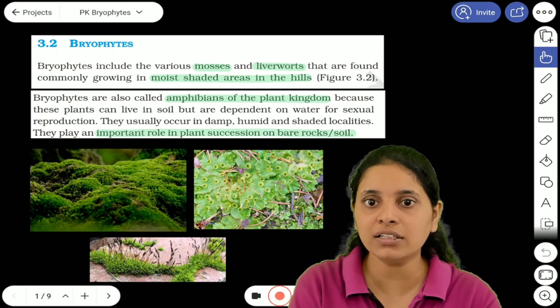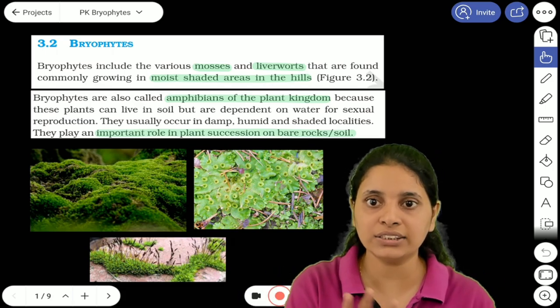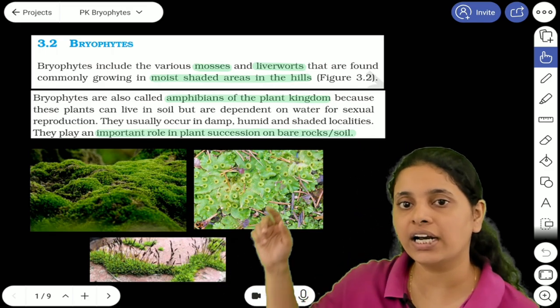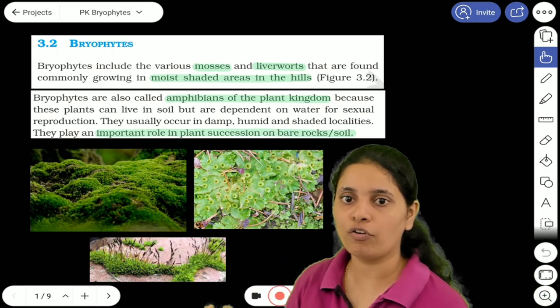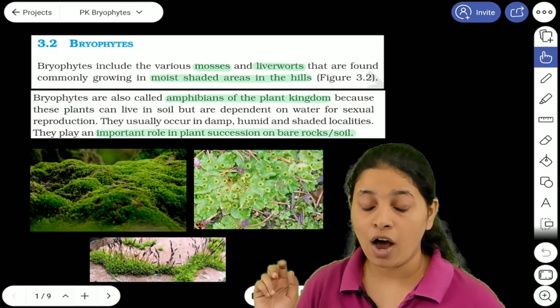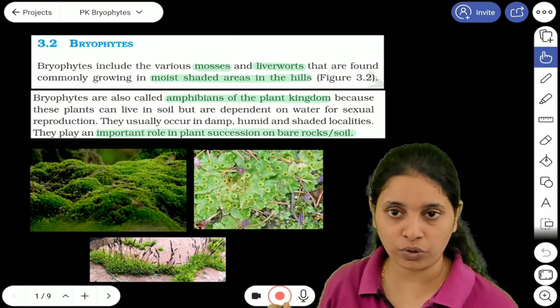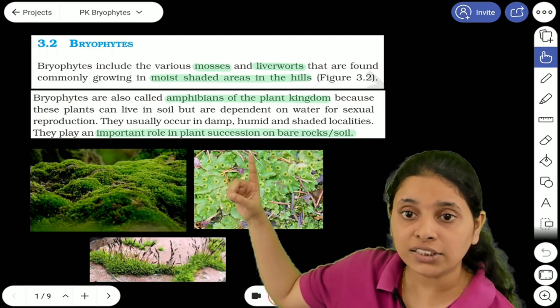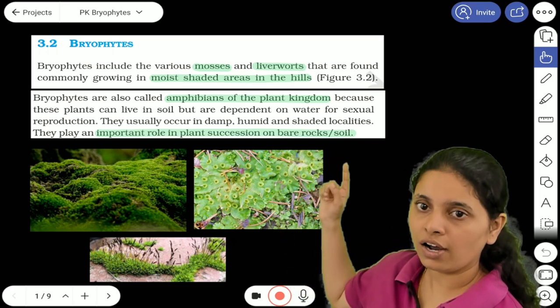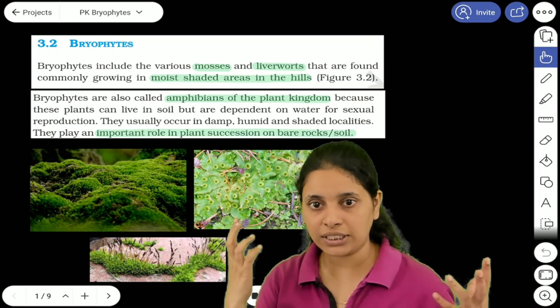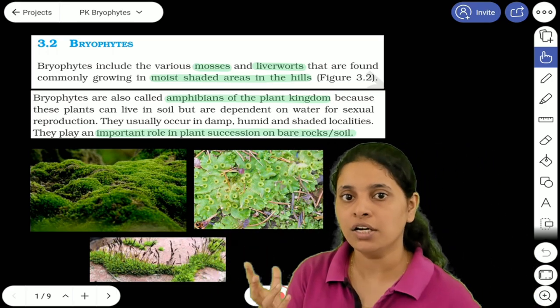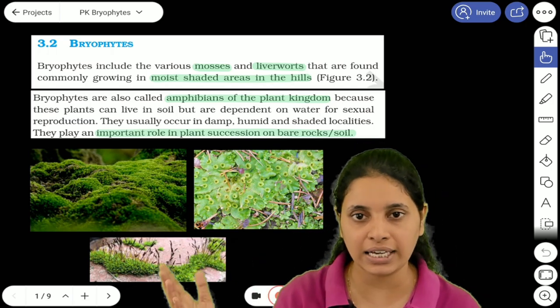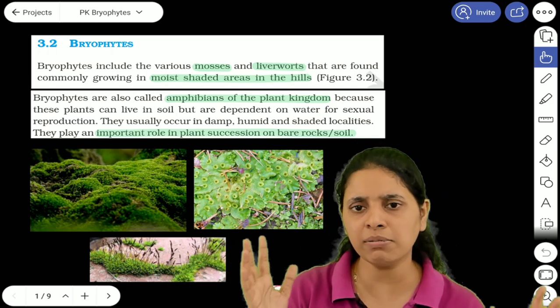As they are dependent on both soil as well as water, they are often regarded as amphibians of the plant kingdom. Also, these bryophytes, mosses and all, play a great role in plant succession on bare rocks or soil. Succession is a process which you will mainly study in the 12th class ecosystem chapter. For now, just remember this much.